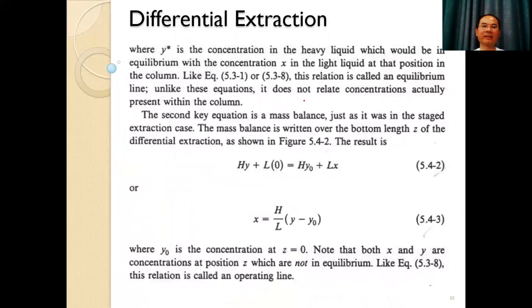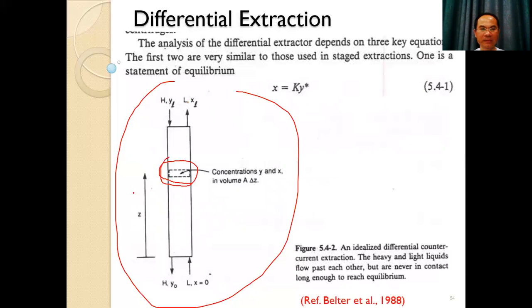Another one is we balance, input and output. For this case, there is no generation, no consumption because there is no reaction. Input minus output equal to 0 because there is no accumulation, because it's flow in, flow out continuously. The general equation for mass balance is input minus output plus generation minus consumption equal to accumulation. No generation, no consumption, no accumulation. That means input minus output equal to 0, or input equal to output.